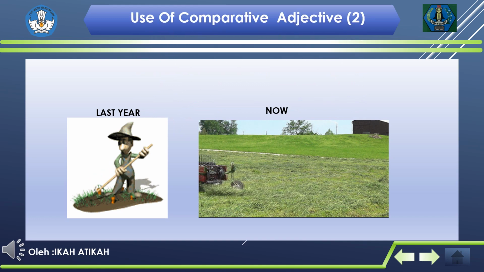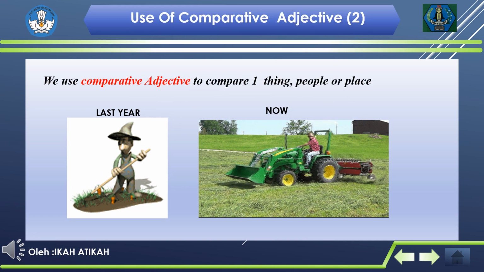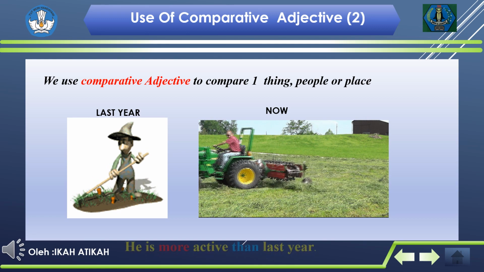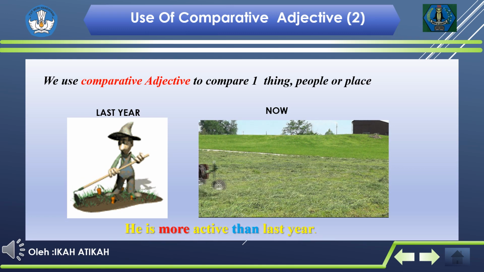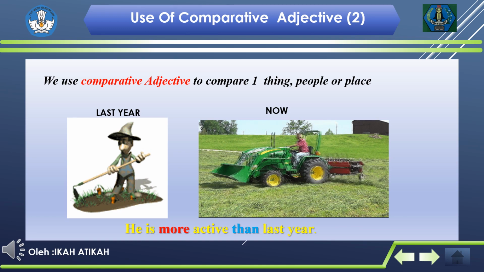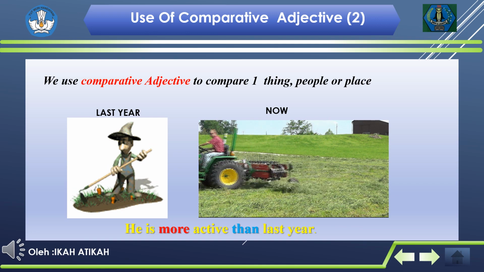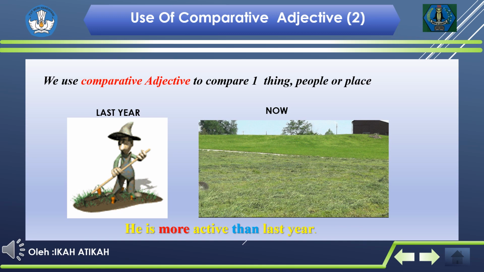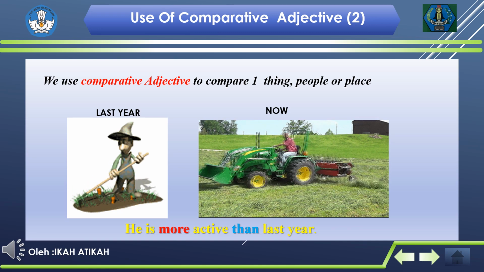We also use comparative adjectives to compare one thing, person, or place at different times. Example, he is more active than last year. We use than after the comparative adjective to say what time period we are comparing something with.